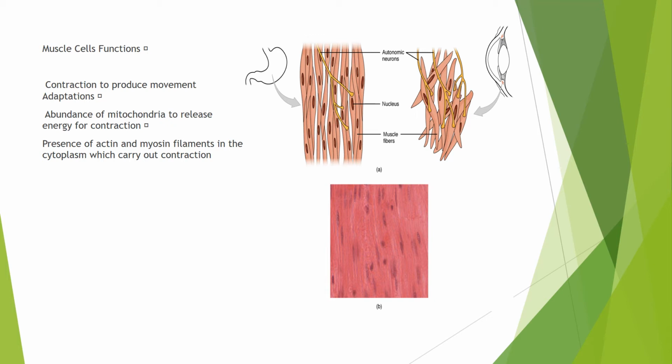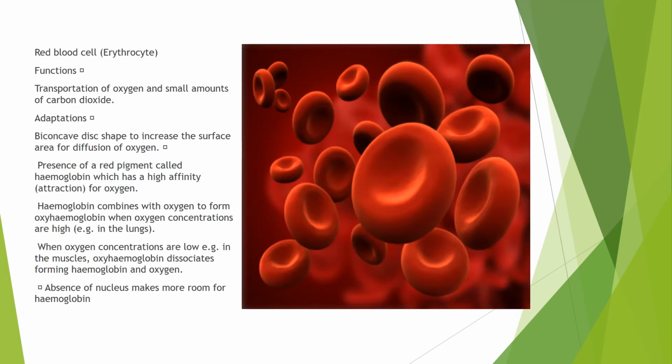When you pull a bone, one set of muscles is relaxing and the other set of muscles is contracting, thereby bringing about movement, right? The presence of actin and myosin filaments in the cytoplasm carries out contraction. That's what makes it easier for muscle cells to do their job.